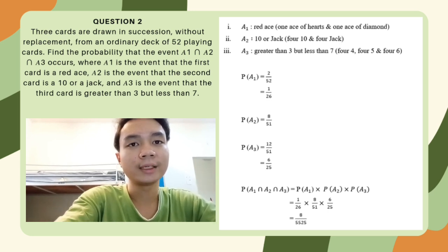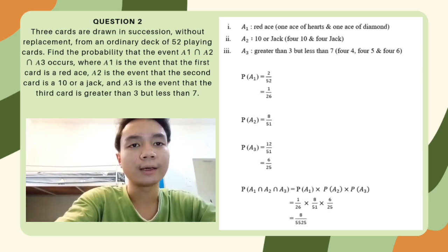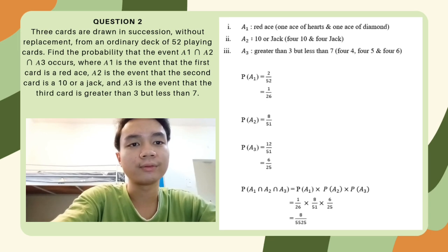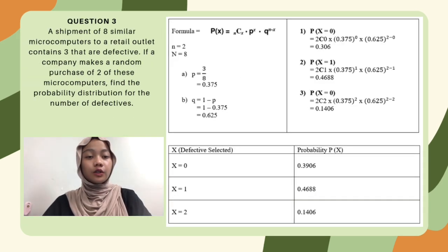The total probability is A1 union A2 union A3, and we can get the answer by multiplying the probability of A1 times the probability of A2 times the probability of A3, and we get 1 over 26 times 8 over 51 times 6 over 25, and the last answer is 8 over 5,525. So I will continue with question 3.